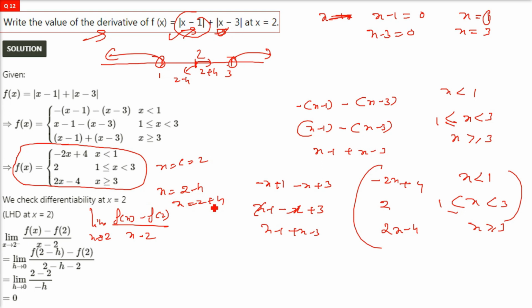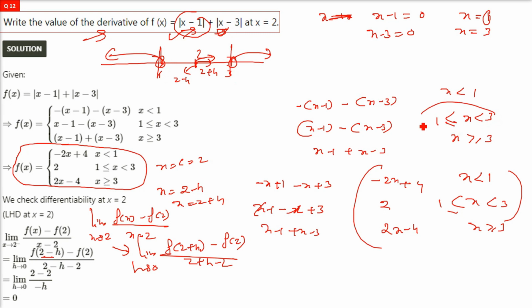That is the left hand limit and left hand derivative, and right hand derivative we are going to do. Both will give you the same answer. So f(2 plus h) I am going to put, minus f(2), divided by 2 plus h minus 2, limit h tends to 0. Now f(2 plus h), you are here, just a bit ahead of 2.